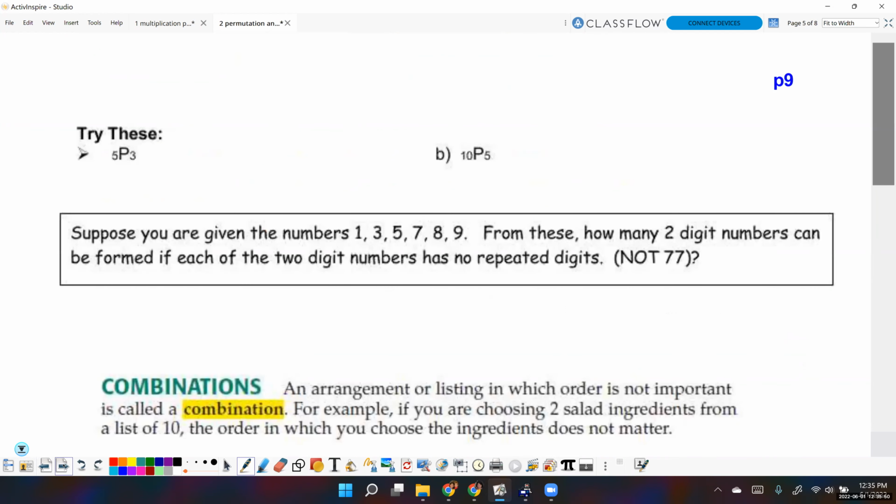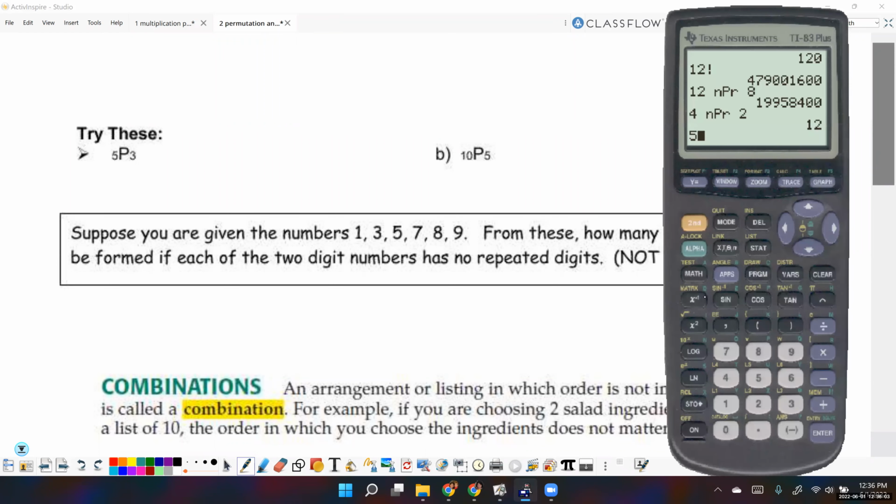Okay, now we've got a few more tries before we talk about combinations. That's probably good; we could use the practice. Pause the video, try these 3, and let's see if we get the same calculations. Again, you should be pausing the video and trying these on your own.